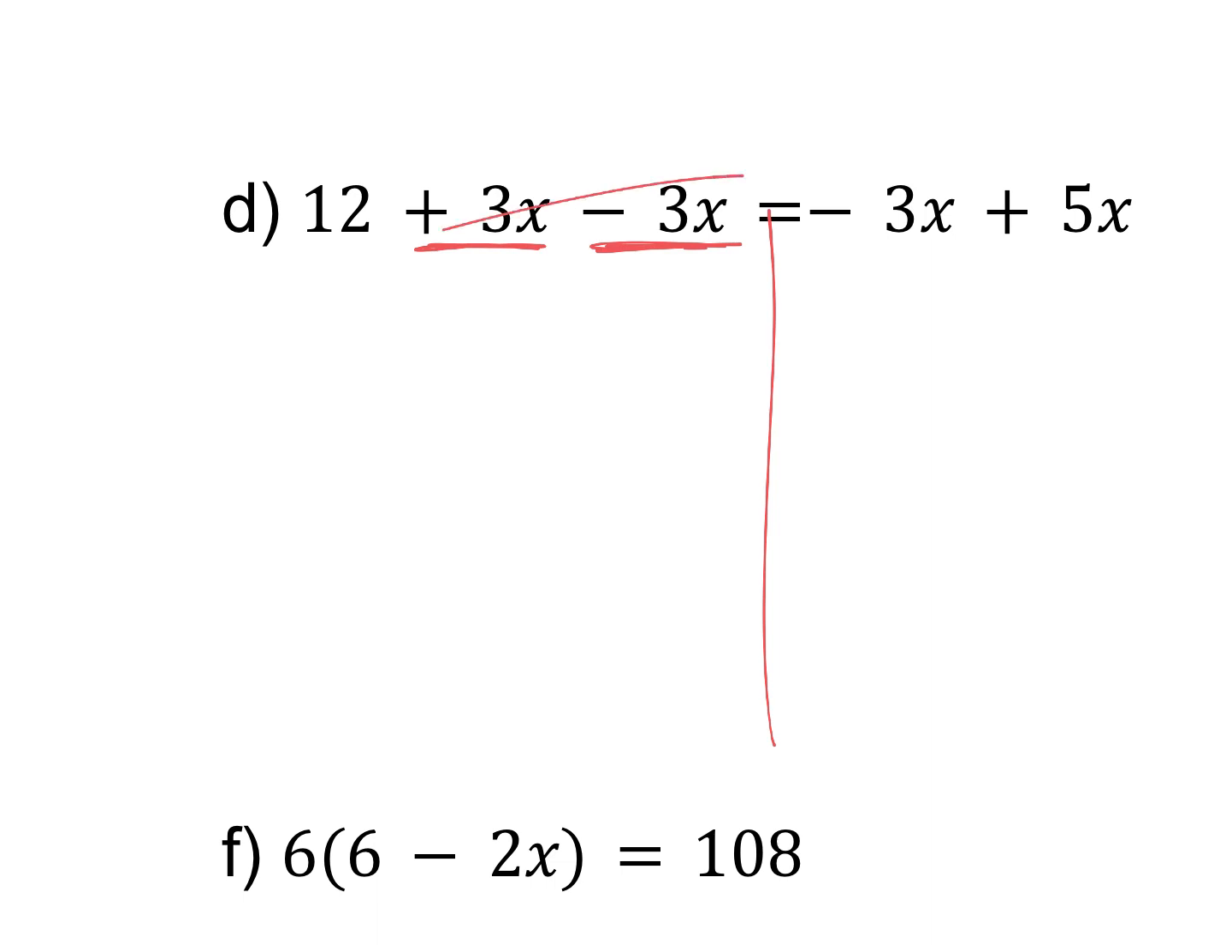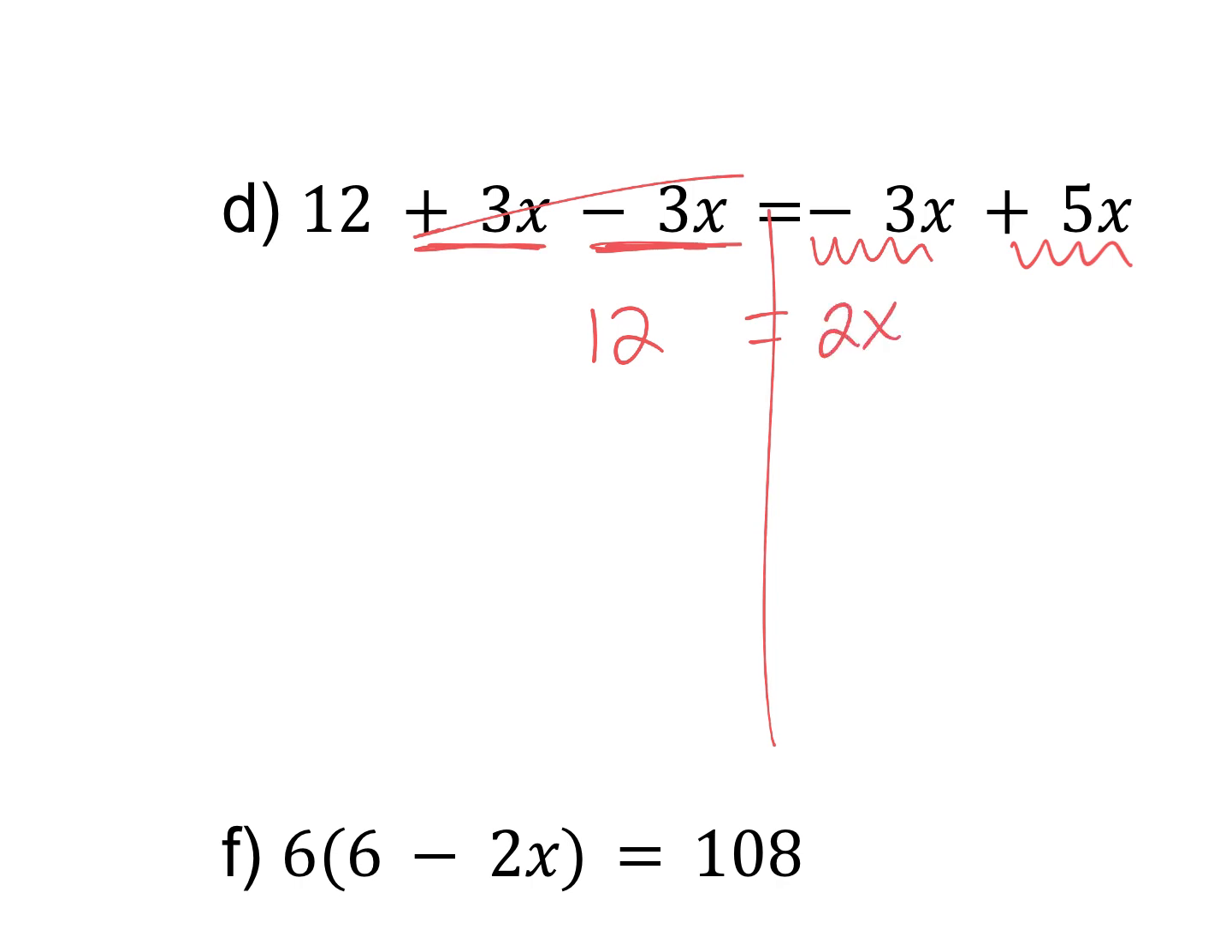And so those cancel each other out. You could write 0x, but it's kind of a wasted step. So I'm just going to write nothing. And then just drop down your 12 on that side, because that's all that's left. And then over on the right side, you also have x's, negative 3x and positive 5x. You can combine those. So negative 3 plus 5 would give you positive 2x.